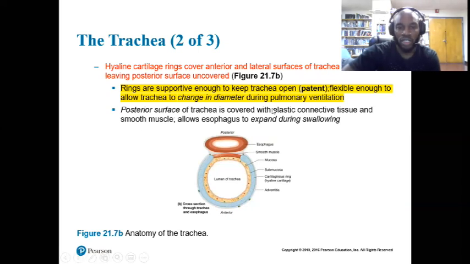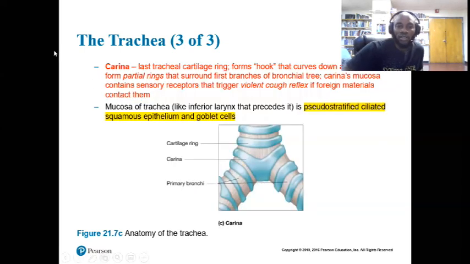Also, the posterior surface of the trachea is covered with elastic connective tissue and smooth muscle here. This allows the esophagus to expand during swallowing. So when you're swallowing something, your esophagus actually can expand in order to allow you to swallow that cheesesteak that you're eating, right?